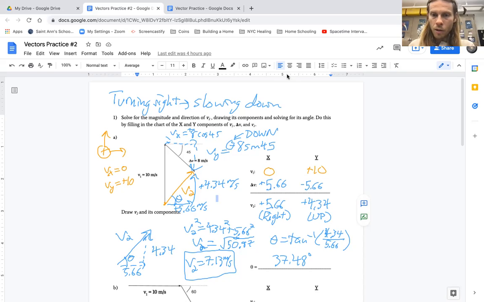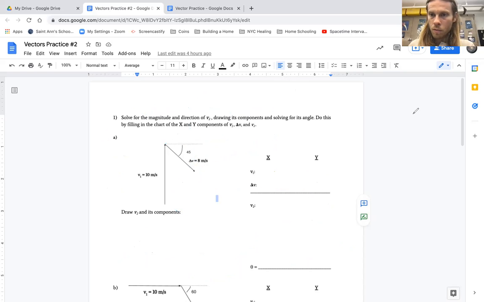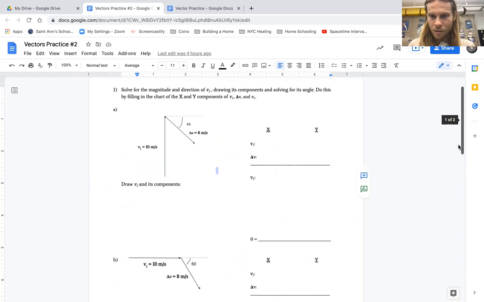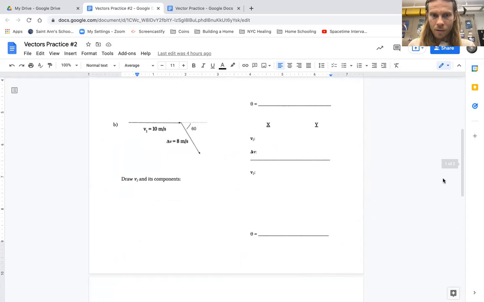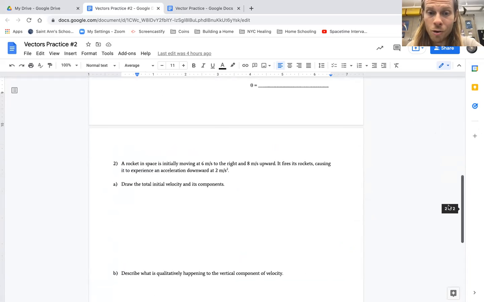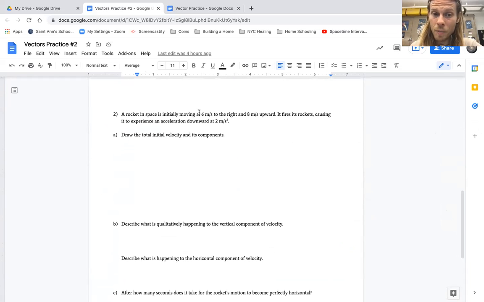Clear it? I'm going to do the last one. Here we go. So I actually realized this one we're going to do in class, so I'll leave that one be for time on the video. I want to go to this one. A rocket in space initially moving at 6 meters per second to the right and 8 meters per second upward. So how do we draw that? Well, I draw the right.